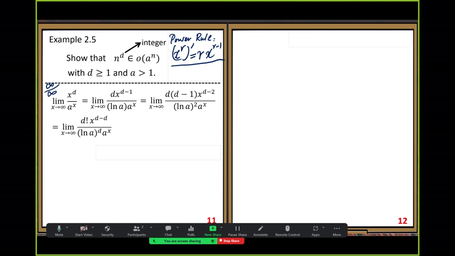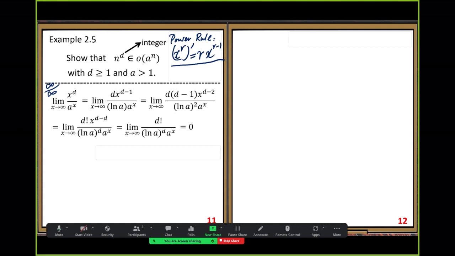If you apply the derivative on the numerator, you get 0. No, that is wrong. The numerator is not 0, it's the constant d factorial. But the denominator goes to infinity. So constant over infinity, after the simplification, the answer is 0. The limit is 0.